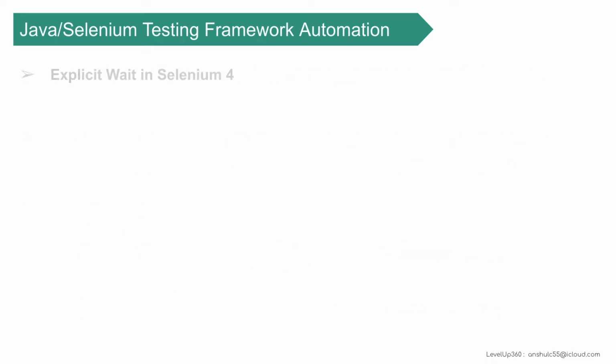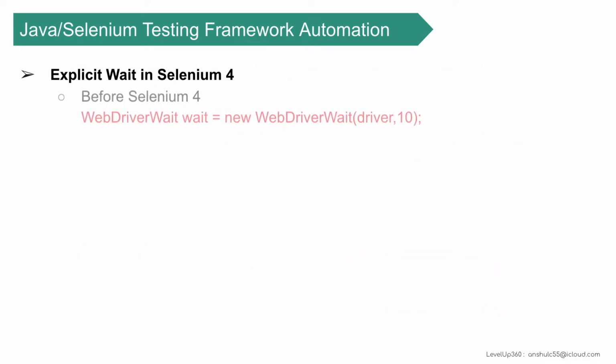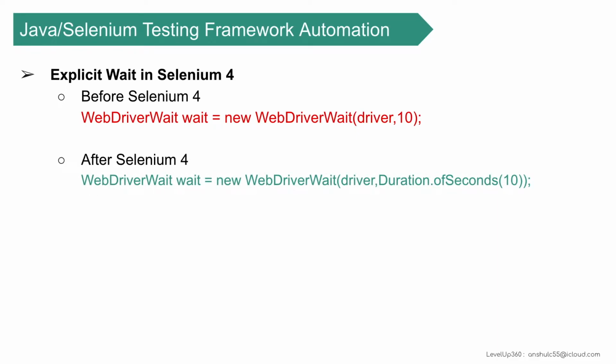Similarly, for the other waits like the explicit wait, the earlier syntax was WebDriverWait. You needed to create the object of WebDriverWait, which accepted the driver and the time unit. In Selenium 4, it will accept the driver and the time, but the time will be accepted as a duration. So we call Duration.ofSeconds, ofDays, ofHours, and define the duration. Let's understand this with a simple example.